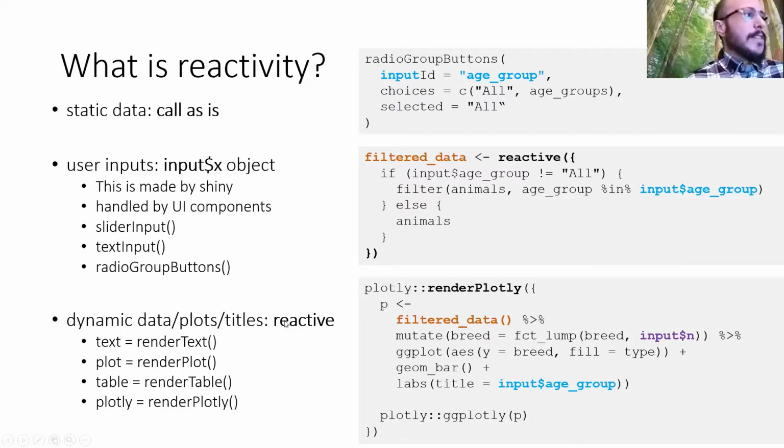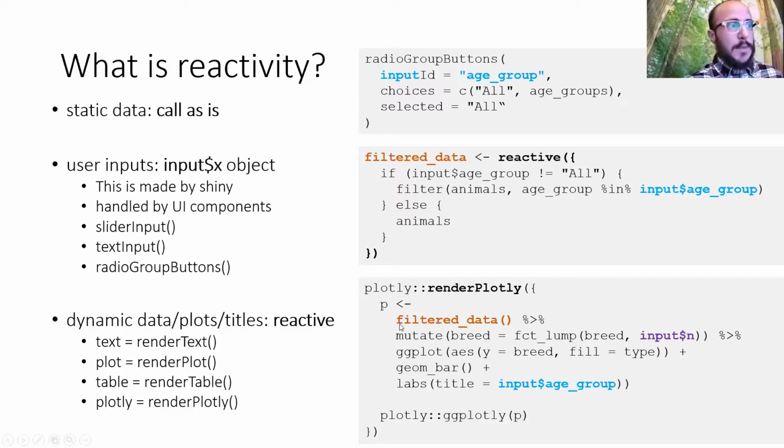Then when you want to create objects that are listening for those user interactions, you use all these render functions. So you'll say render text, or from Plotly, which has a function called renderPlotly. So I'll say renderPlotly, and that just means I want to create a Plotly that keeps listening for a user input.